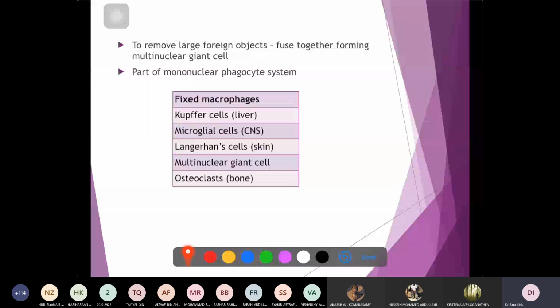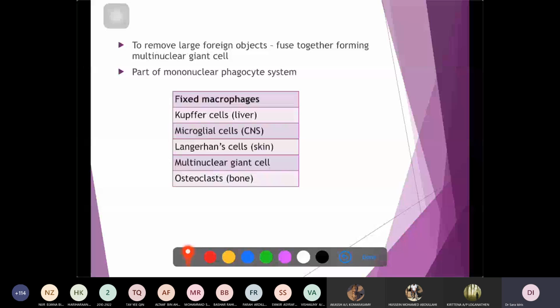If they're fixed, they have specific names depending on where they sit. If you find macrophages in the liver, they're known as Kupffer cells. In the central nervous system, they're known as microglial cells. In the skin, you can also have macrophages; they're Langerhans cells. And in the bone, it's known as osteoclast. Osteoclast especially helps to remove your bony material. So, osteoclast versus osteoblast, we'll be looking at that when we look at bone tissue in a different lecture.